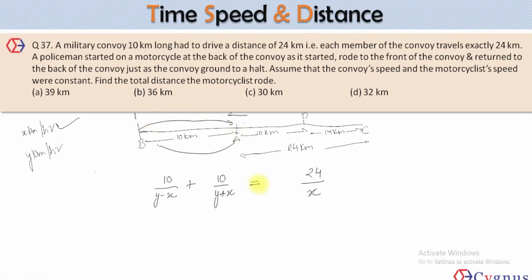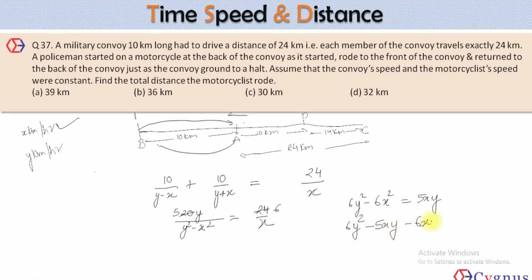And in the same time convoy will cover 24 kilometers. So we can equate these two. This will give you how much? Denominator will become y square minus x square. Numerator, this is 10y plus 10x plus 10y minus 10x. So ultimately I'll be left with 20y, which is equal to 24x. This is 4 into 5 and this is 4 into 6. So finally what I'll get? 6y square minus 6x square is equal to 5xy. Or this can also be written as 6y square minus 5xy minus 6x square is equal to 0.